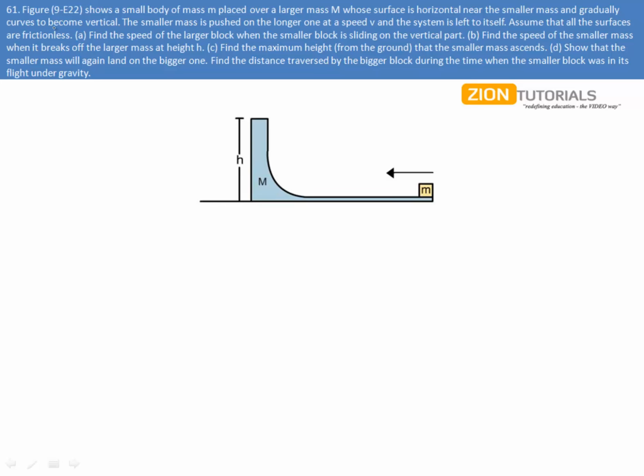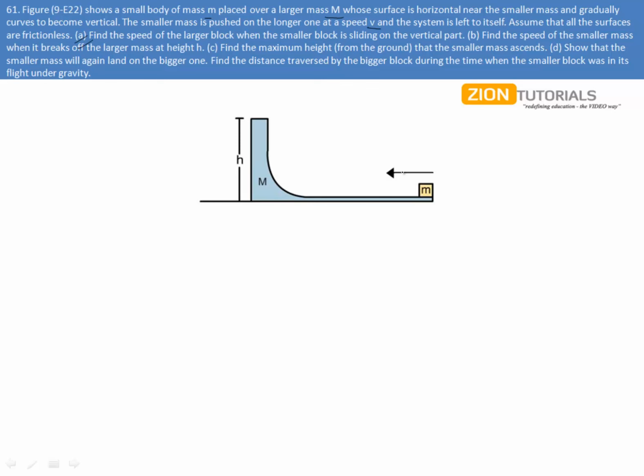As the question says, the figure shows a small body of mass m placed over a larger mass capital M whose surface is horizontal near the smaller mass and gradually curves to become vertical. The smaller mass is pushed on the larger one at a speed v and the system is left to itself. Assume that all the surfaces are frictionless, then find the speed of the larger block when the smaller block is sliding on the vertical path.